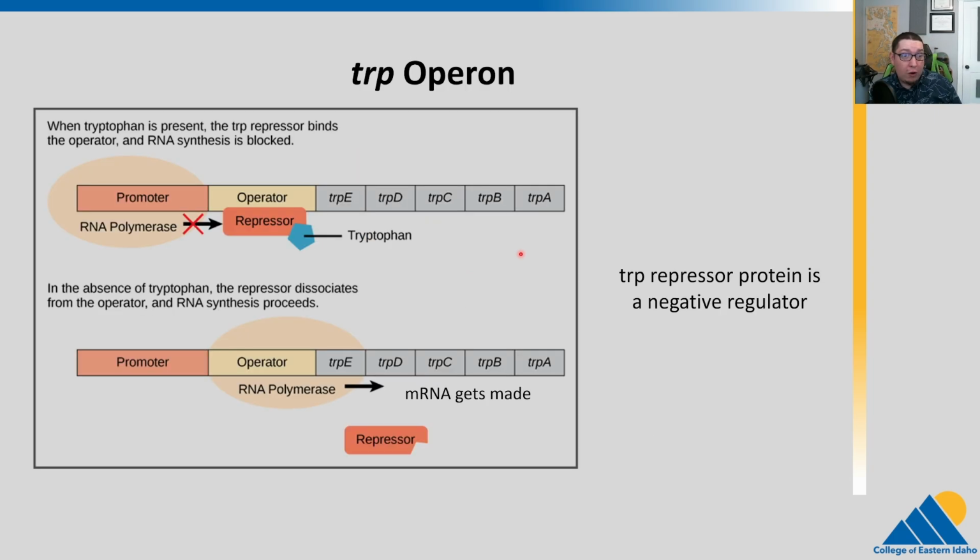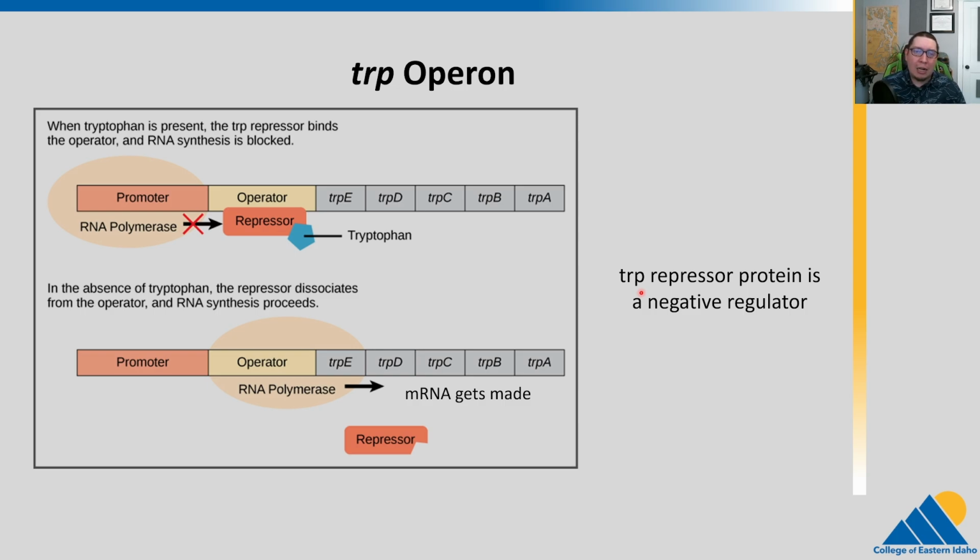Okay, so here's the overview of the trp operon, right? When tryptophan is around, it binds to the repressor, which negatively regulates. It comes in and blocks the DNA, and the RNA polymerase can't transcribe. As tryptophan levels fall, RNA polymerase is allowed to transcribe these genes, and the proteins get made, and we can go on and make more tryptophan that the cell needs. So this is a negative regulation context, right? The trp repressor protein is a negative regulator. Okay, that's our simple example.